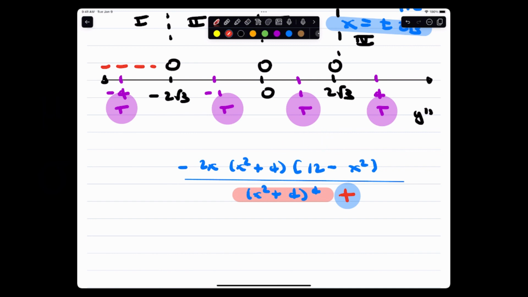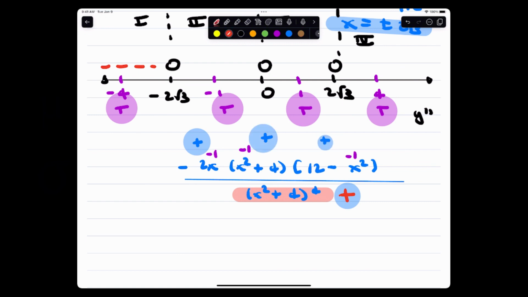Okay. Negative what? Test point, negative 1. Maybe I'll keep it purple. Okay. So again, I know a negative times a negative is a positive. 1 squared plus 4 is positive. 12 minus really 1, because negative 1 squared is 1, that's positive. The denominator is positive. So, ladies and gentlemen, what do you guys notice?